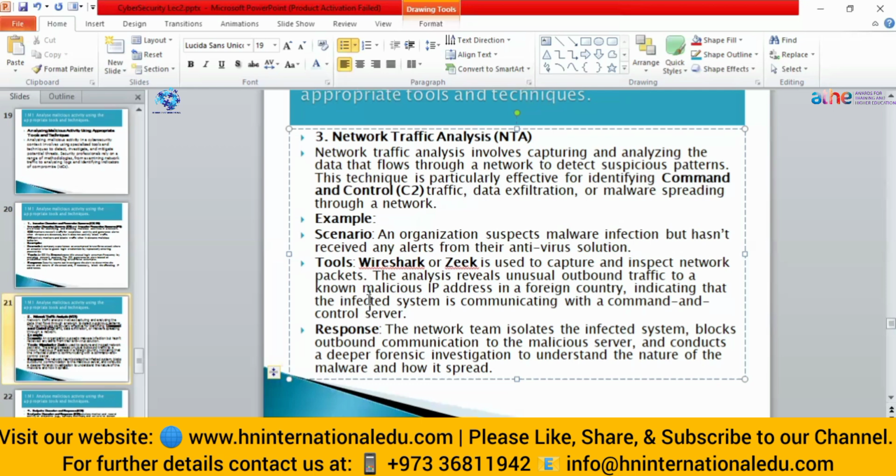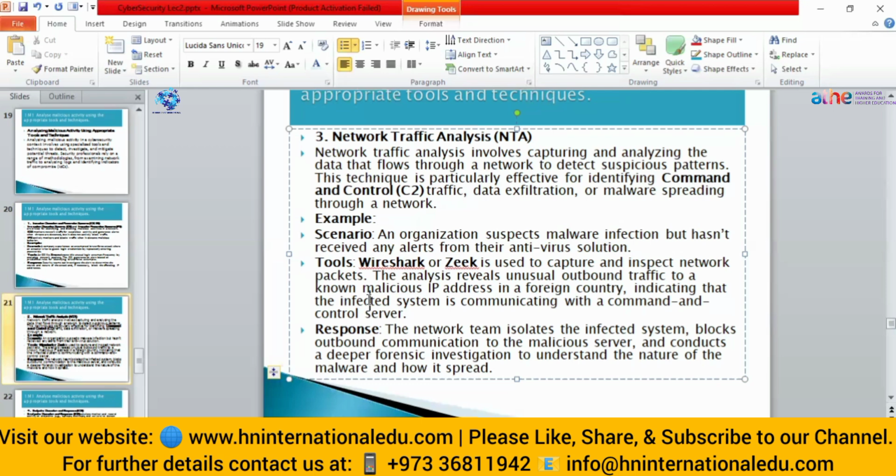Now what are they going to do? Through network traffic analysis, you detect that there is some sort of infection, but the suspicious thing is that your antivirus didn't notify you. So how are you going to detect that? How are you going to confirm that we have a malware? Then you are going to use tools like Wireshark or Zeek. These are the two tools that are used to capture and inspect the network packets.